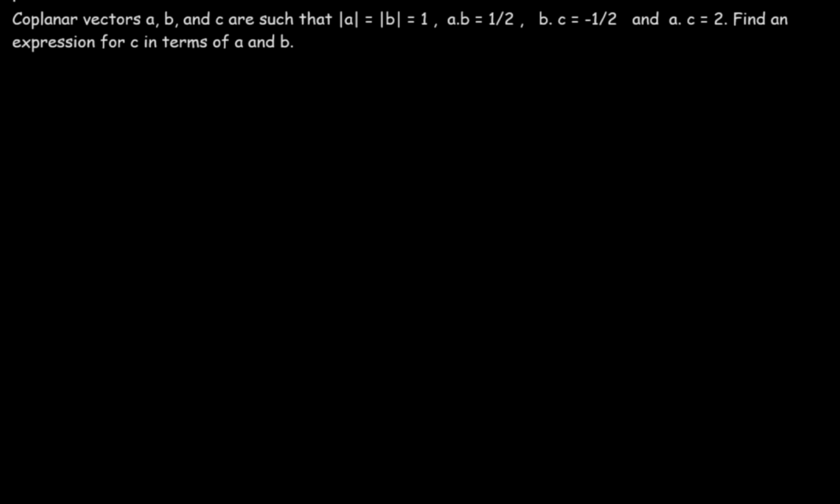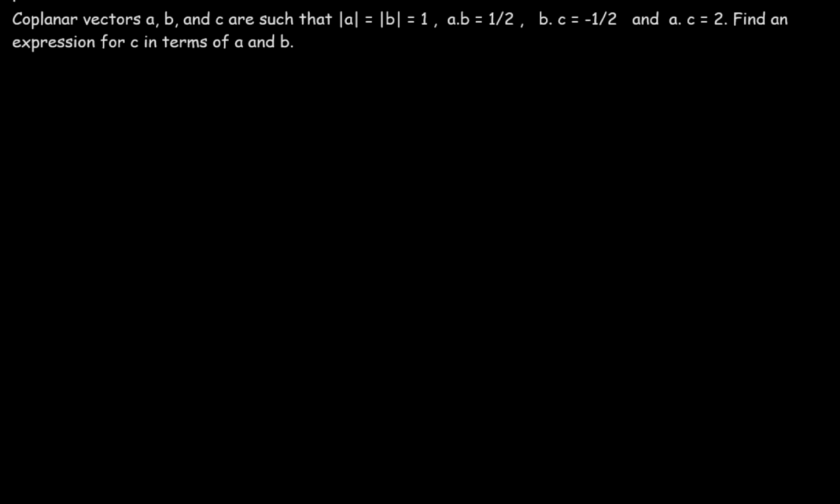Now, coplanar vectors A, B, and C are such that the magnitude of A and B is 1, A dot B is half, B dot C is negative half, and A dot C is 2. We are being asked to find an expression for C in terms of A and B. Take a minute, read through the question, pause the video, and try it yourself.